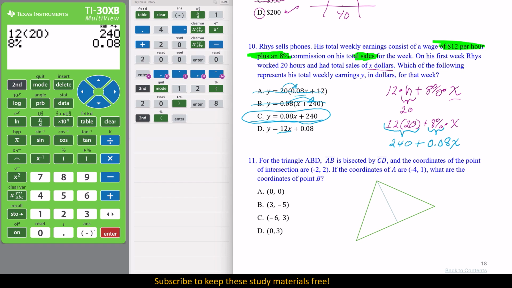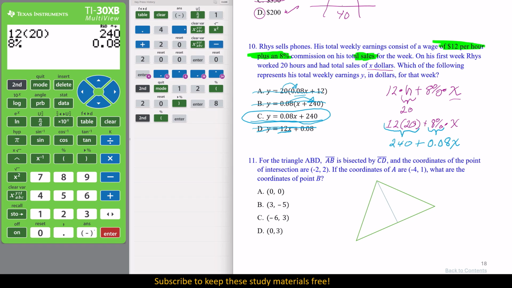And X is sales. It's not sales times 12. 12 is how much he's getting paid per hour. So again, they're mixing things. I think that's basically, honestly, a test of, do you know how to break down a word problem in its simplest form of rationale? That's what that question wants from you. Okay. All right. Let's look at number 11.